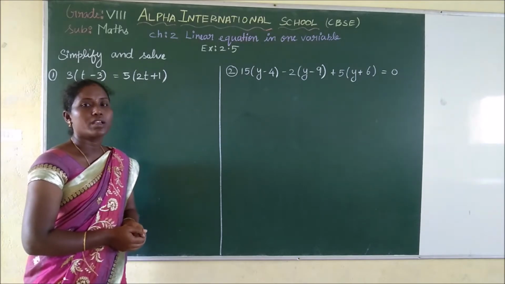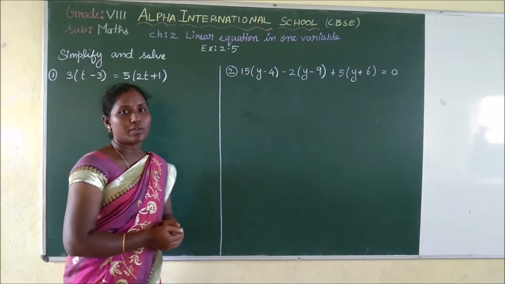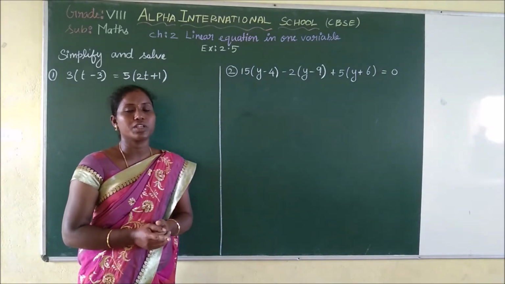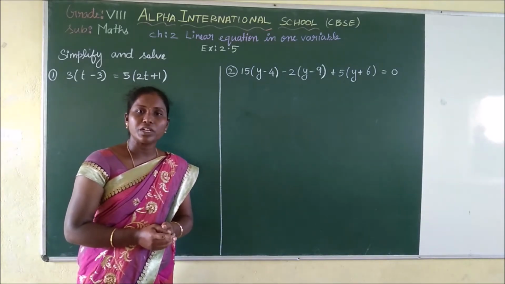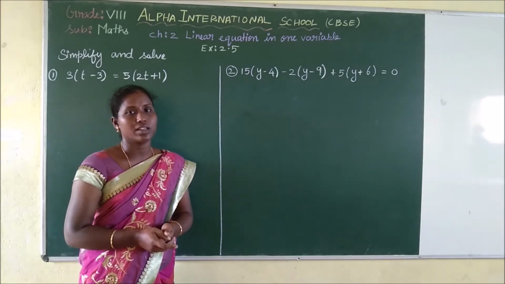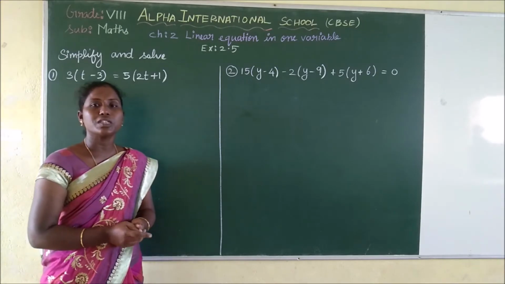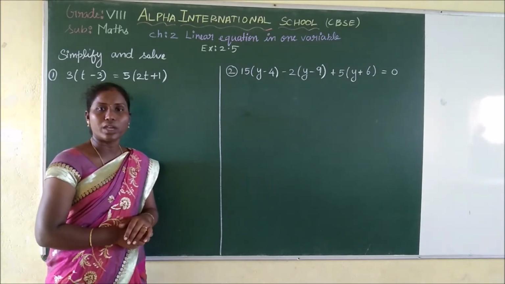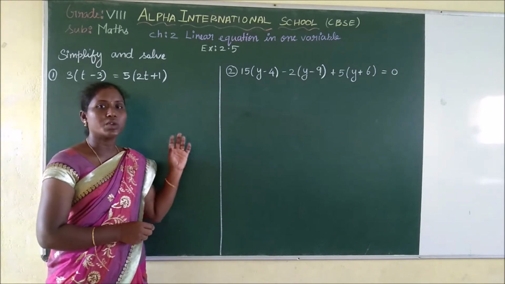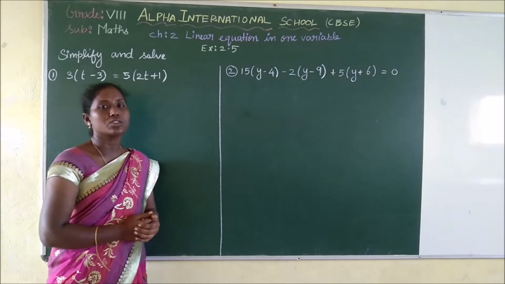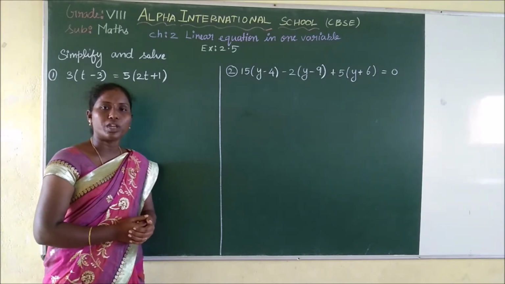Today we are going to solve the remaining problems in exercise 2.5 based on linear equation in one variable. First, what is the linear equation? If the degree of the given algebraic equation is 1, then the equation is said to be a linear equation. What is the linear equation in one variable? If the equation has only one variable, for example x only, or y only, that is called linear equation in one variable.